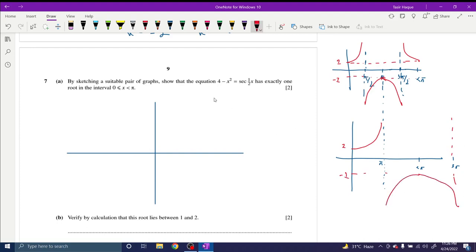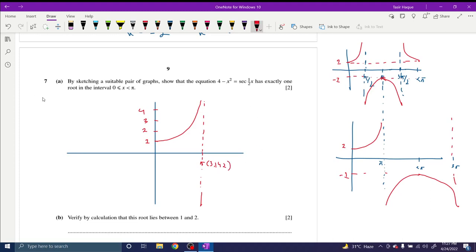So what's our point of interest? We want to draw this graph till pi. So we can label this as 1, 2, 3, and 4. This is the asymptote. So the graph is going to go up like this. This is sec half x. By the way, what is pi equal to? Pi is 3.142.